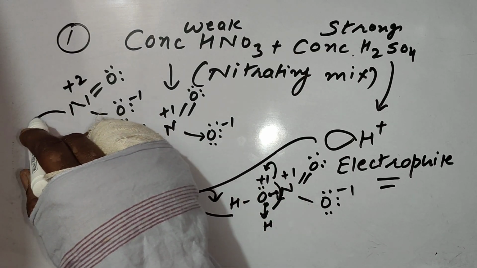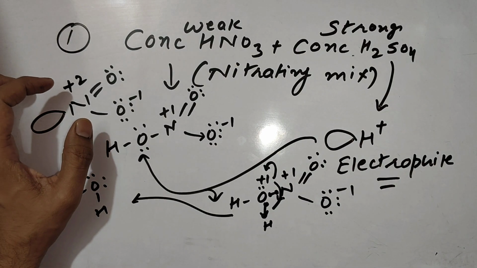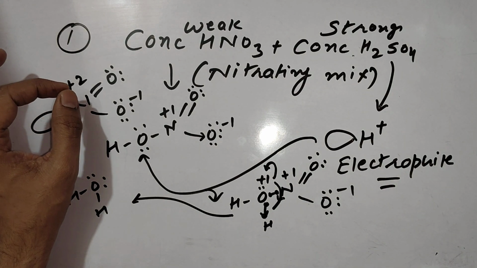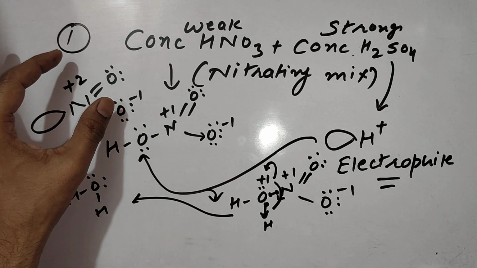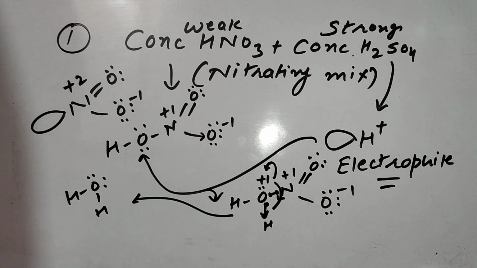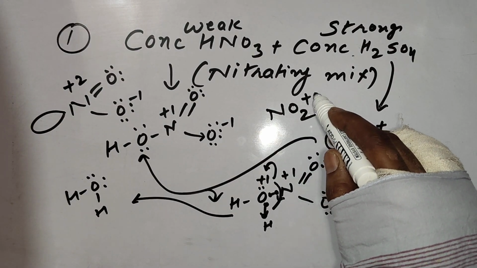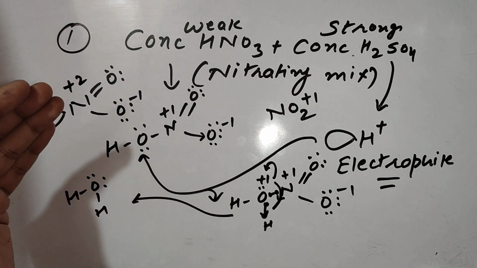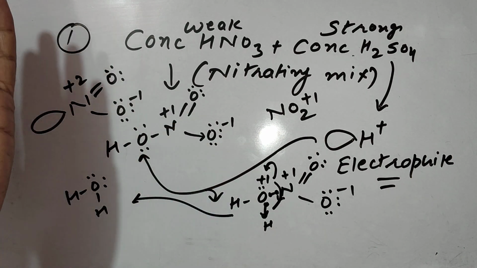And a vacant orbital will generate over it. This is known as nitronium ion. Overall charge will be plus 1, because you can check plus 2 minus 1. If you add them, the overall charge will be plus 1. That's why it is written like this, NO2 plus 1. It is nitronium ion. This nitronium ion will bring out nitration of phenol.